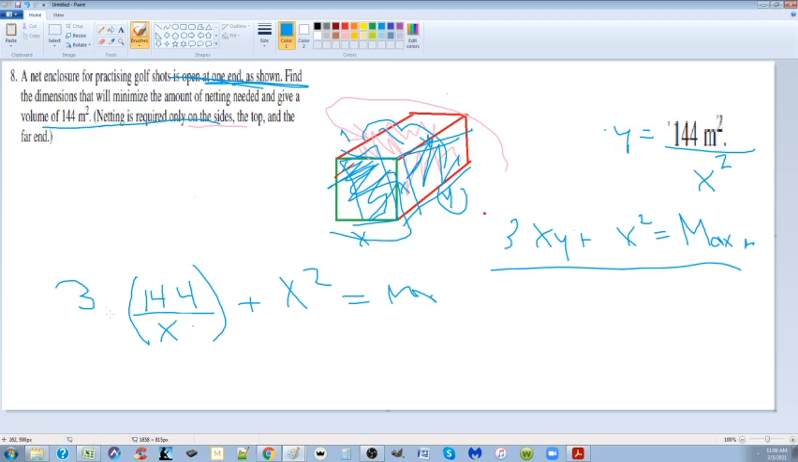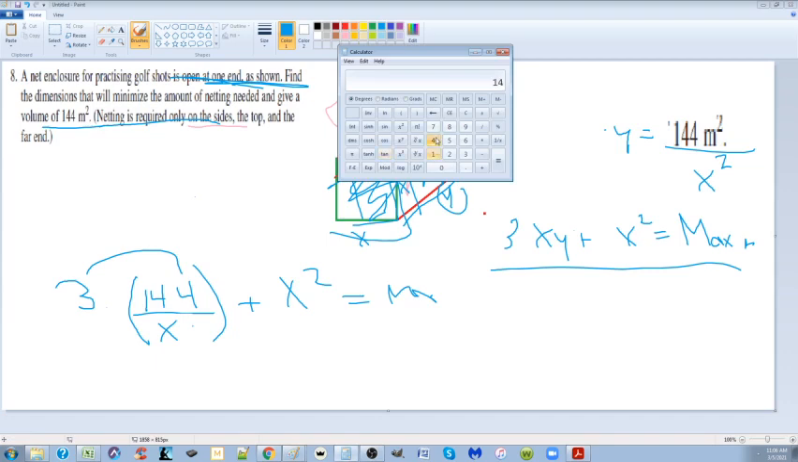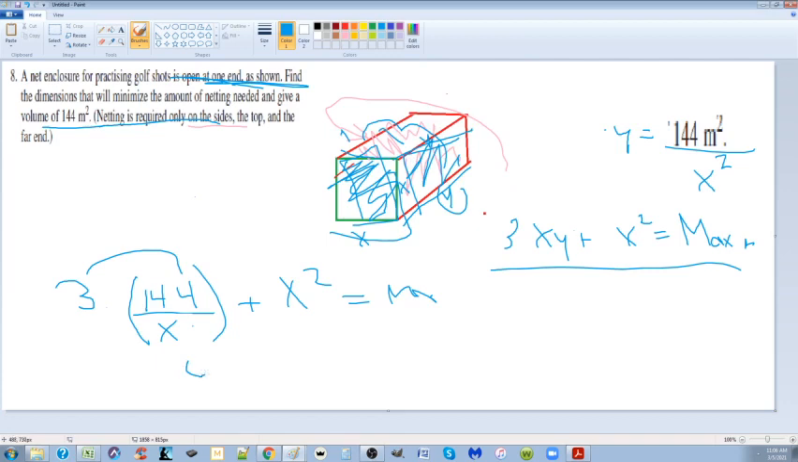Okay, so what's the actual thing here? What's 3 times this? My brain's not working right now. I think it's 432. So 432, and what's the rewrite of that? X to the minus 1. That's how I bring this up to the surface, plus x squared.